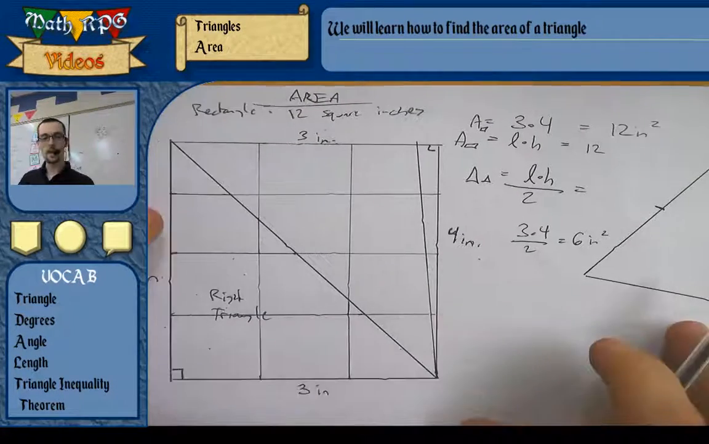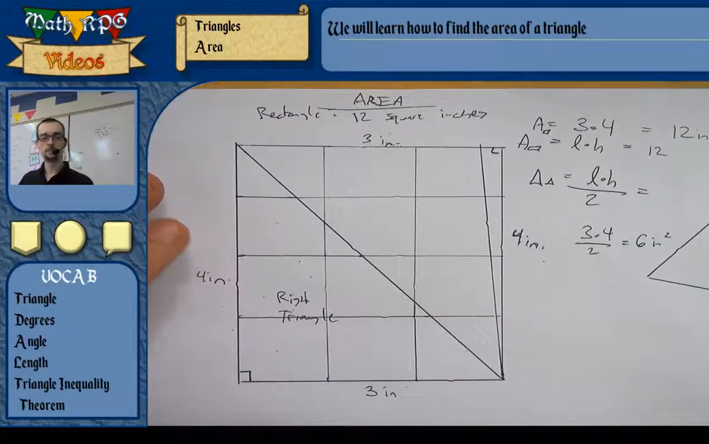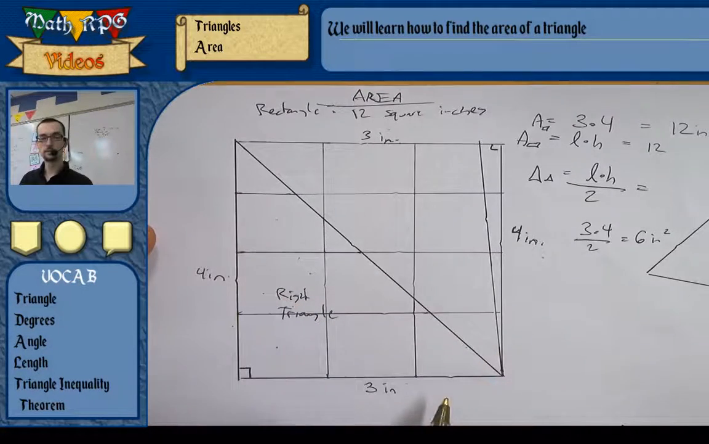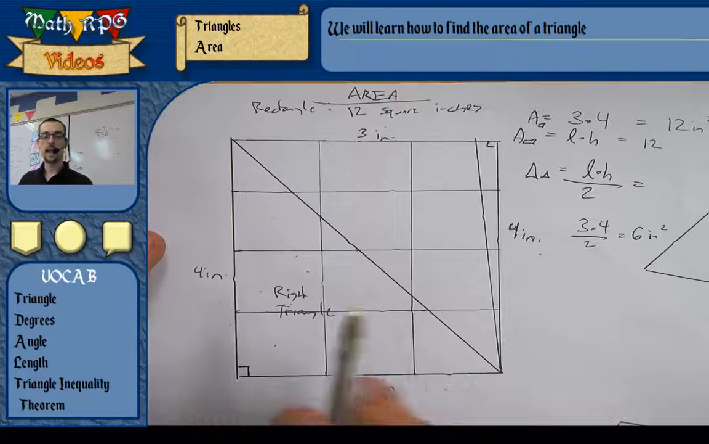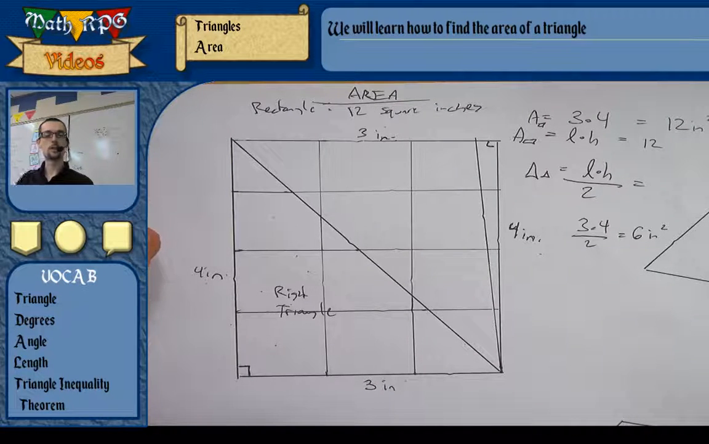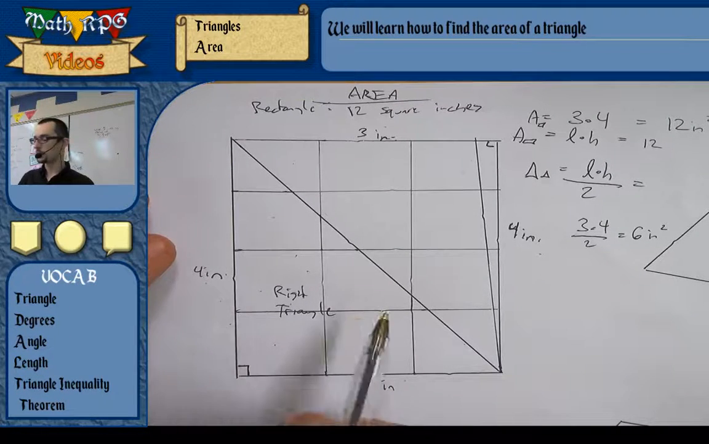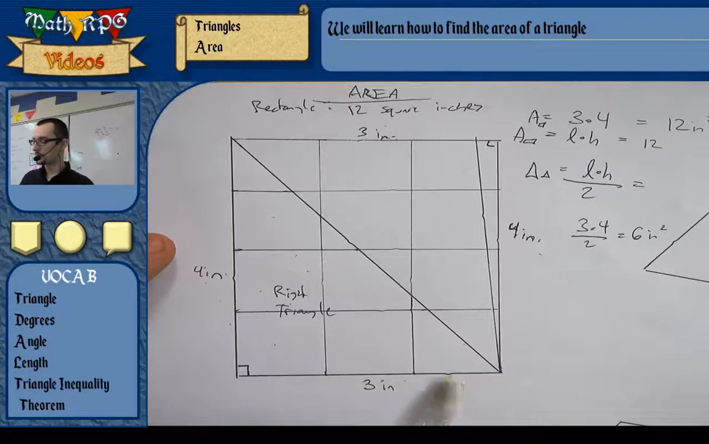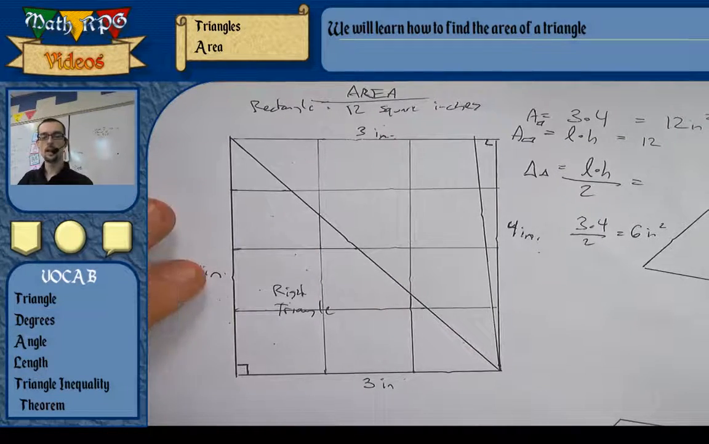Okay. So that's how you find the area of a triangle. You make it into a rectangle, count the squares, and then take half of that. That's how you do it conceptually. Now, mathematically, you take the length times the height, or length times width, and divide it by 2. Now, that works if it's a right triangle.